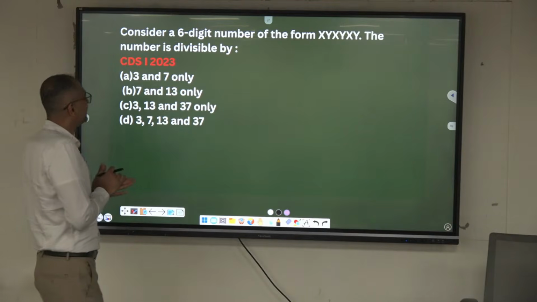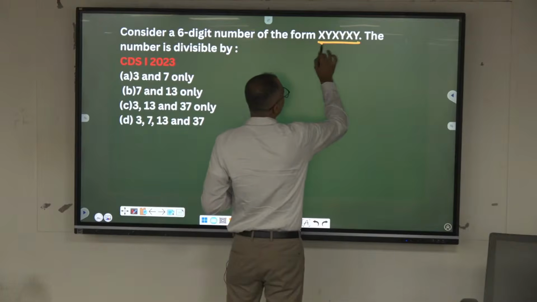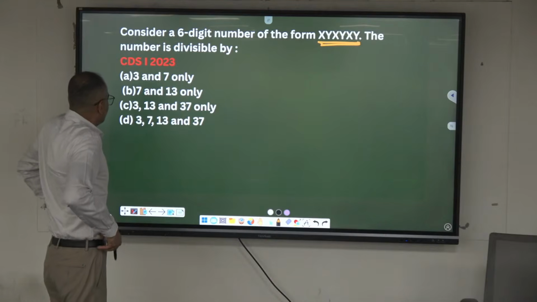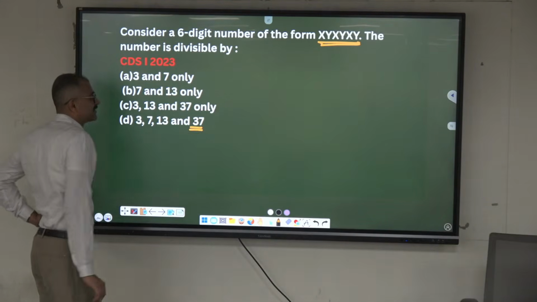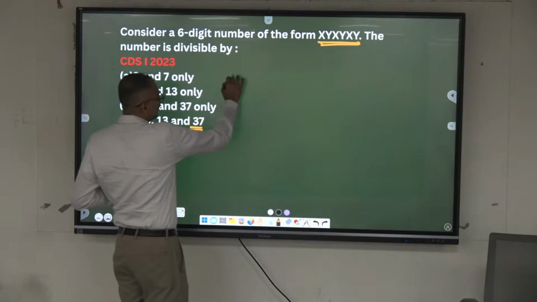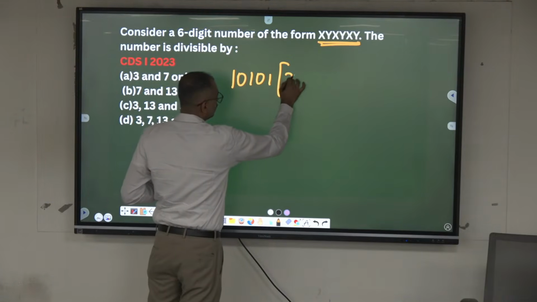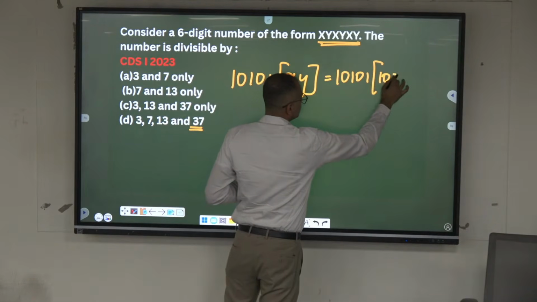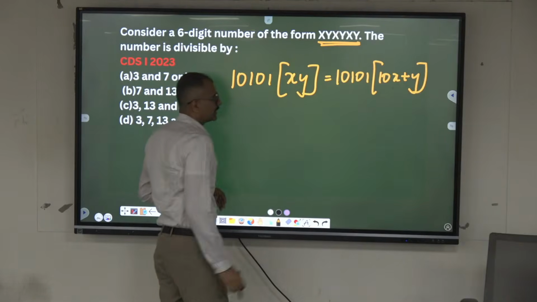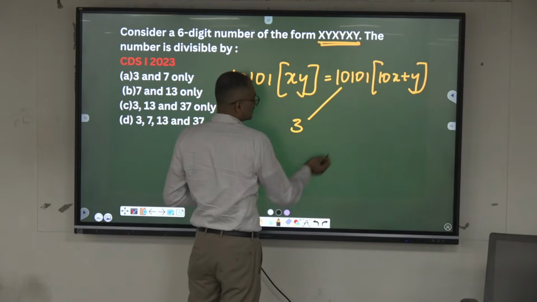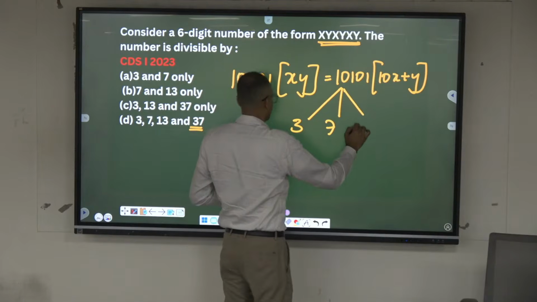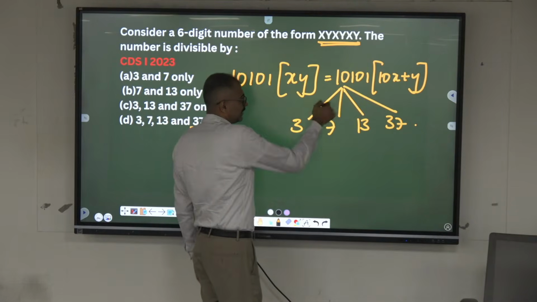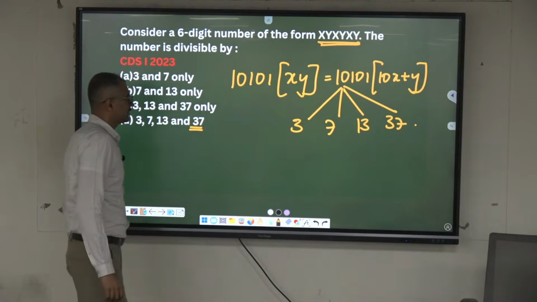Which is in the form of, come on, it's divisible by what? 7, 11, 13 as well as 37. This is in the form of 10101 into xy, or else 10101 into 10x plus y. Is it divisible by 3? Yes. Is it divisible by 7? Yes. 13? Yes. 37? Yes. Remember this one. It can be divisible by 111, also 37 and 3.